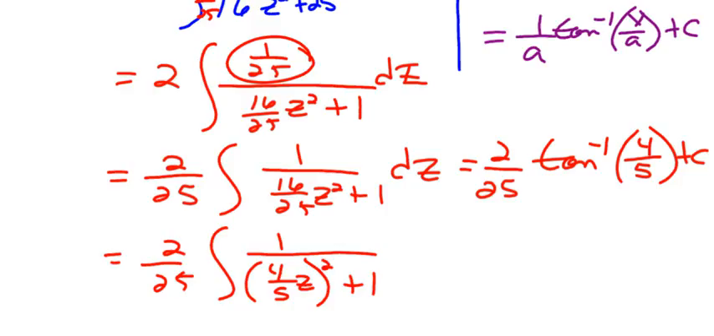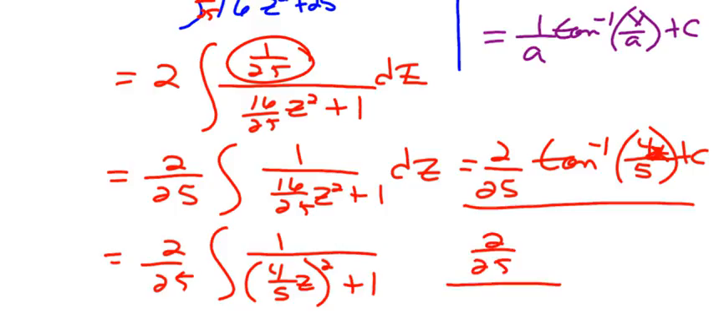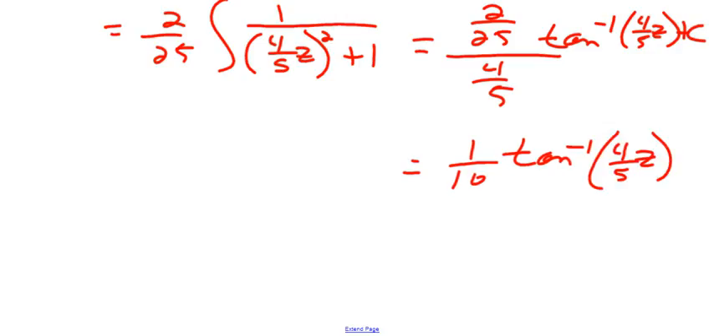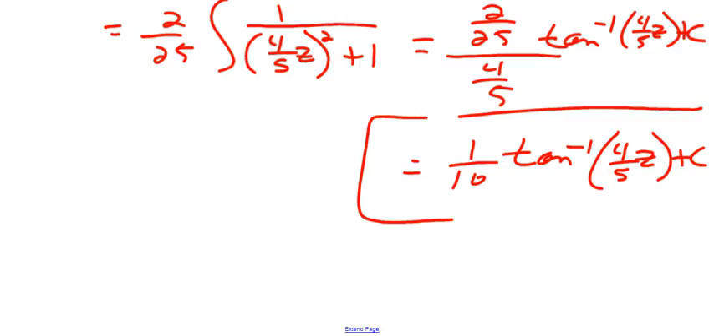But I've got to go ahead and divide this by the inside because that's not just x. Oops, z. I've got to say 2/25 divided by 4/5 tan inverse of 4/5 z plus c. And then I'm going to simplify this even further. I see that it should end up being 1/10 tangent inverse of 4/5 z plus c. And that's our final answer.